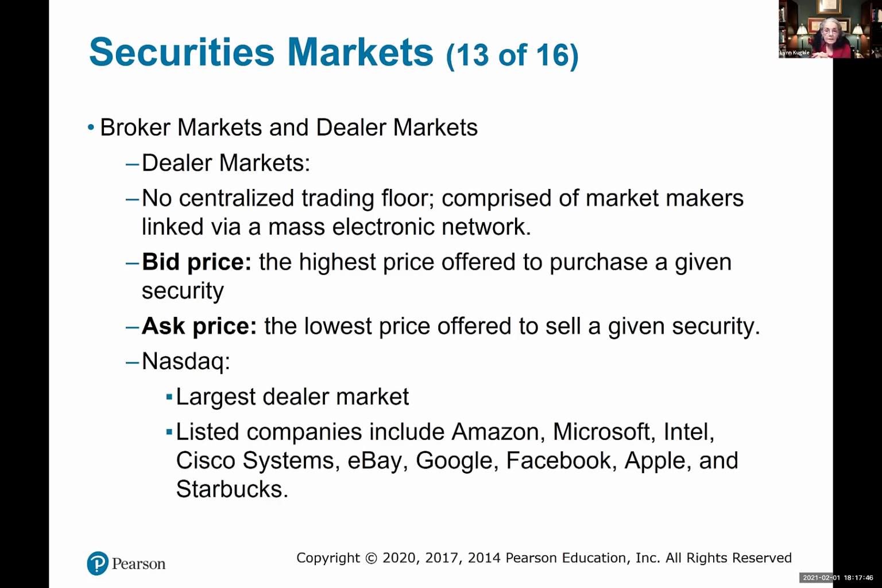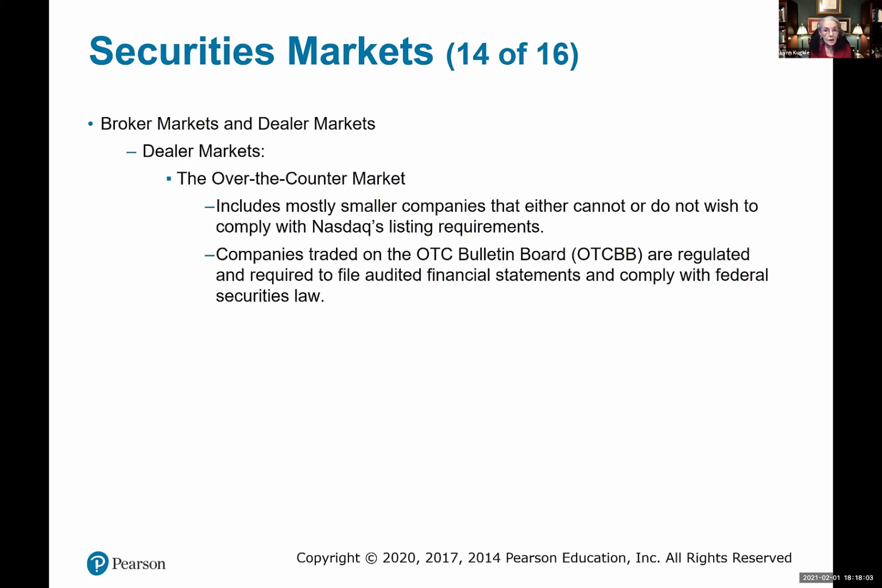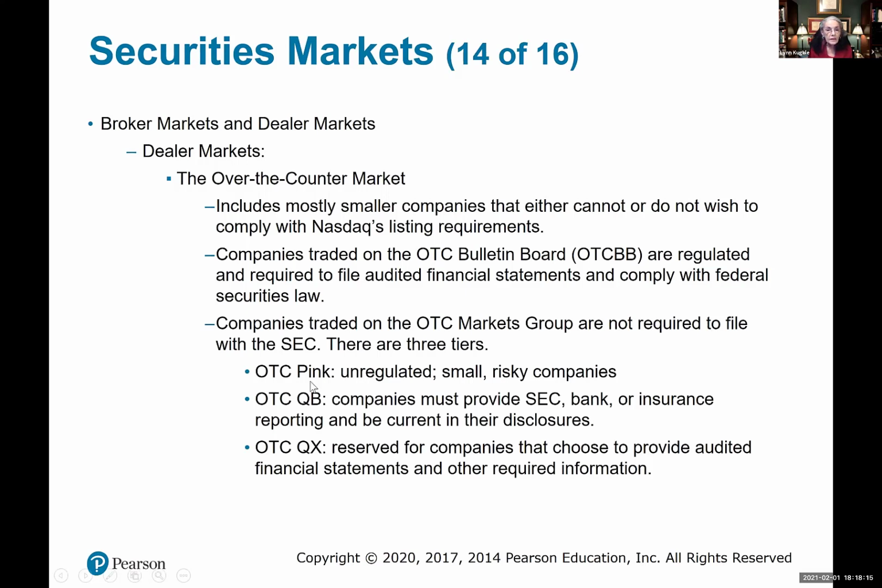NASDAQ is the largest dealer market. Amazon, Microsoft, Intel, all of those are listed. A lot of them listed there to begin with because they couldn't meet the listing requirements on the New York Stock Exchange. They're very happy there, so they don't move. There are over-the-counter markets. Some of these either cannot or will not meet the requirements to list on NASDAQ. There's an over-the-counter bulletin board, and there's over-the-counter pink. They are completely unregulated, very risky. There's the QB and there's the QX, and they're a little bit better in terms of disclosures as you go up. But you're talking about risky.